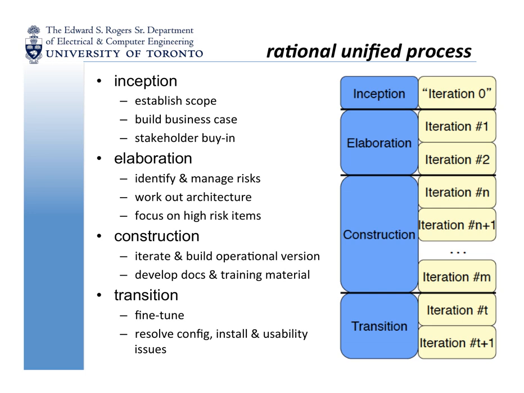The transition phase is about getting the software into users' hands. The team fine-tunes the product based on feedback and resolves configuration, installation, and usability issues. User acceptance testing happens here. RUP is not a single fixed process. It is a framework that organizations customize. You select the activities, roles, and artifacts that are appropriate for your project size and context.